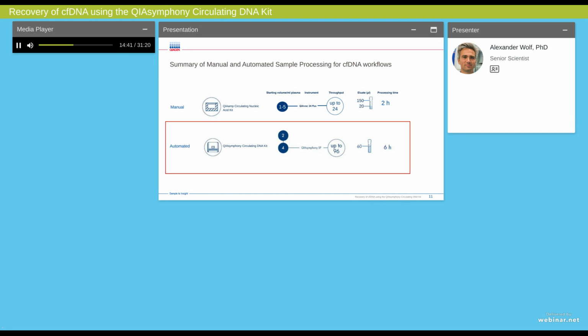The next slides will focus on the automated cfDNA extraction, which is highlighted here on the slide with a red frame. Due to the strong increase in sample numbers and due to the need for standardized workflows, there is a high demand for an automated extraction of cell-free DNA. The QIAsymphony Circulating DNA Kit offers 2 sample input volumes, 2 ml and 4 ml, and ensures in parallel a throughput of 96 samples in 5 to 6 hours. Elution volume is 60 microliters.